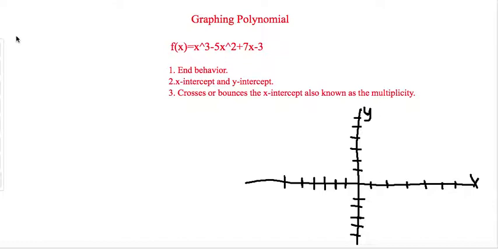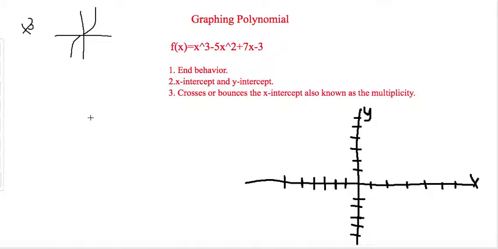To find the end behavior, you look at the highest degree, which is x cubed. The degree is odd, so we know that it's going to rise to the right and decrease to the left. So it's going to look something like this. That's what a typical x cubed looks like.